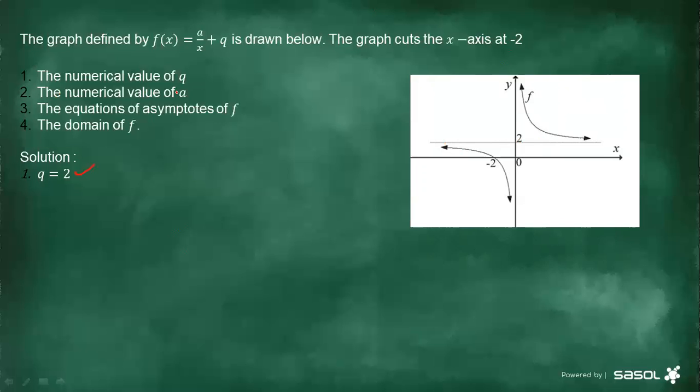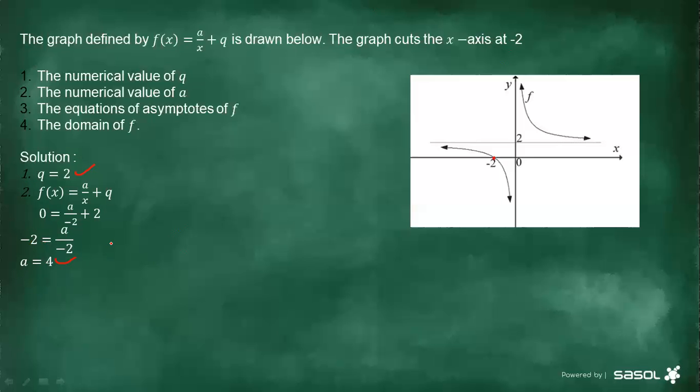The second one, the numerical value of a. For you to be able to get the value of a, you need a point on the curve. The only point that we have is this one, where x is -2 and y is 0. We're going to use that point and substitute it. You transpose this positive to that side, and you cross multiply. Then the value of a equals 4. So that's how you should determine the value of a.